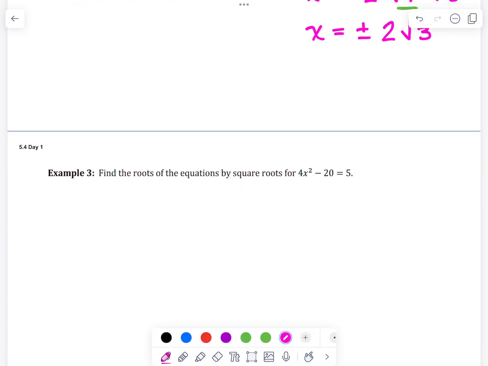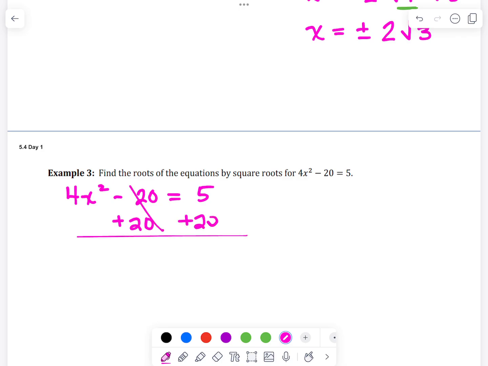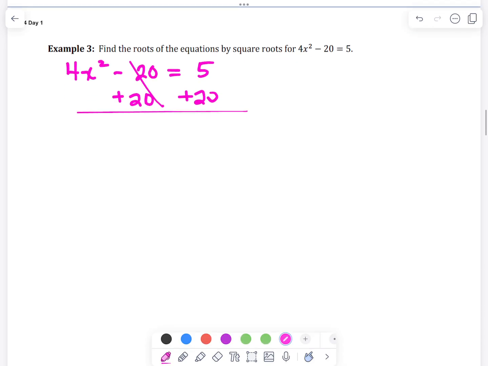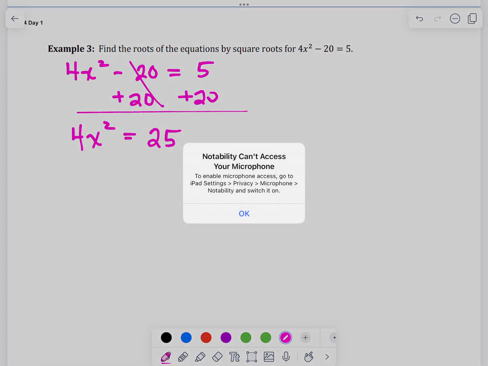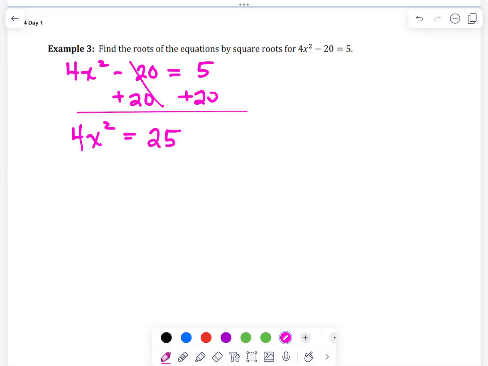Next one. I'm just going to write the equation again. And now I'm going to move that 20 to the right so I can isolate the x squared. So I'm going to add 20 to both sides, and then simplify. So 5 plus 20 is 25. And then I'm going to divide both sides by 4. And then simplify.